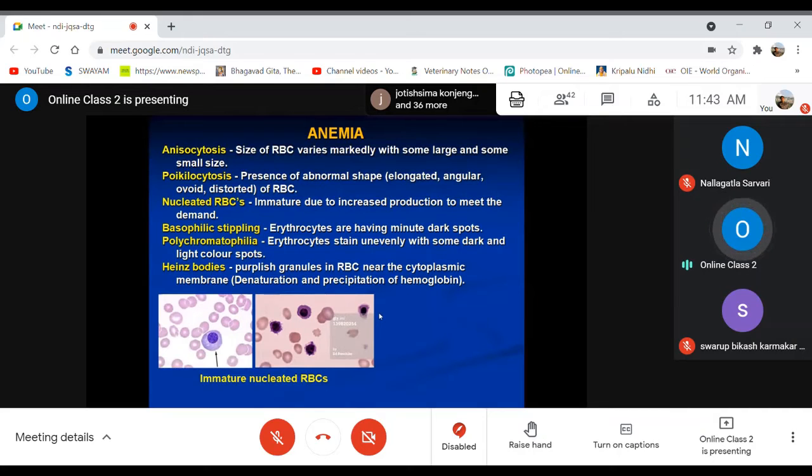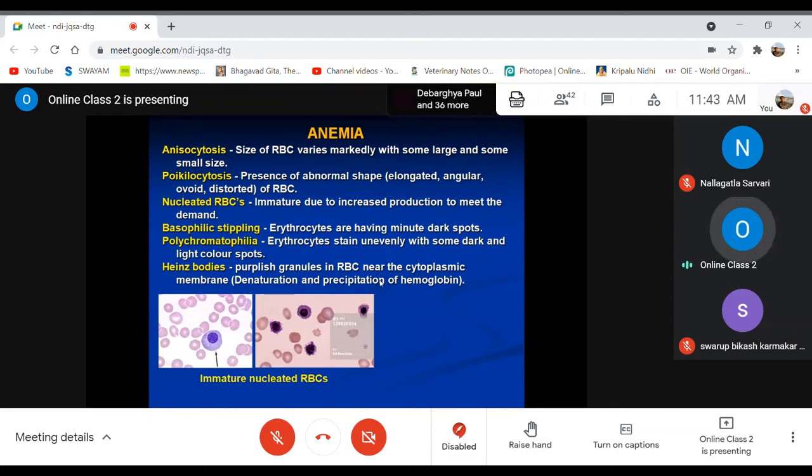Then next is poikilocytosis, where there is abnormality in the shapes of the RBCs. When many RBCs have different shapes, some may be elongated, some angular, some ovoid, and some distorted. That condition is known as poikilocytosis.